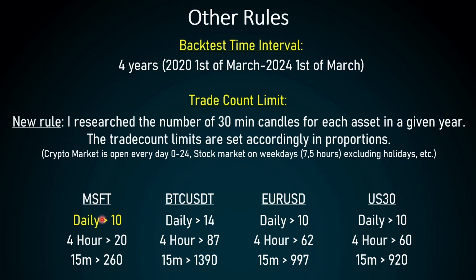For Microsoft, on the daily chart, at least 10 trades, on the 4-hour, at least 20 trades, on the 15-minute, at least 200 trades. On BTC/USDT, on the daily chart, I want to see at least 14, on the 4-hour, at least 87, and on the 15-minute, at least 1,390 trades. And so on and so on.